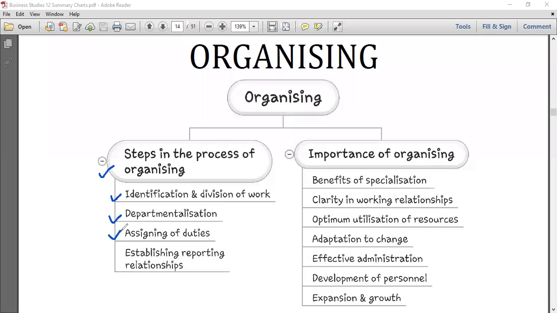Now many times students get confused about the assigning of the duties, to whom we are going to assign the duties, because we have not appointed the employees yet, because the recruitment and selection procedure will be performed in the staffing function, which is the third function in management.